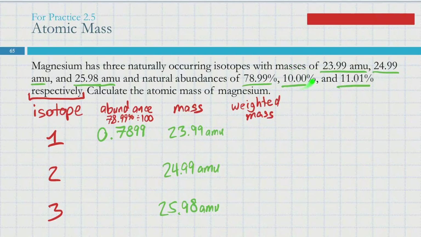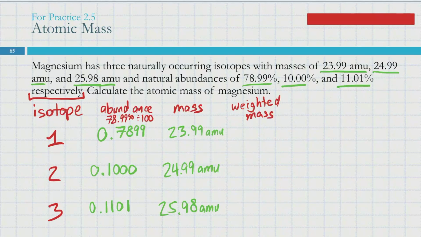And we need to convert this 10 to the decimal form. So we're going to divide by 100, 0.1 with 3 zeros, and 11.01%. We do the same thing. Questions? Mostly all we're doing so far is just laying it out in a way that it'll make it easy to calculate.